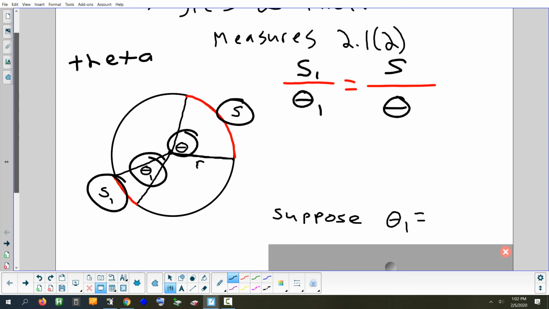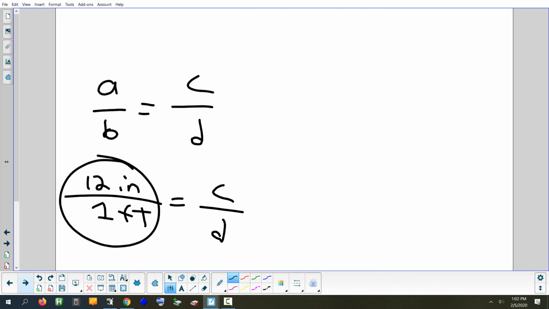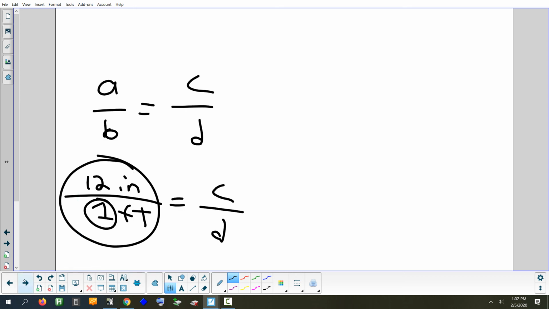What we have to do is suppose that theta 1 equals, and we've got to pick something that's going to make this easy to figure out. Just like here, I picked 12. By picking 12, it made that number very easy to figure out. If I picked 19.6 inches here, it's going to be very hard to figure out how many feet that is. Most people don't know that off the top of their head. Maybe if I picked 24, that would have been another easy one, or 36. But you got to pick a number that makes it easy to figure out.